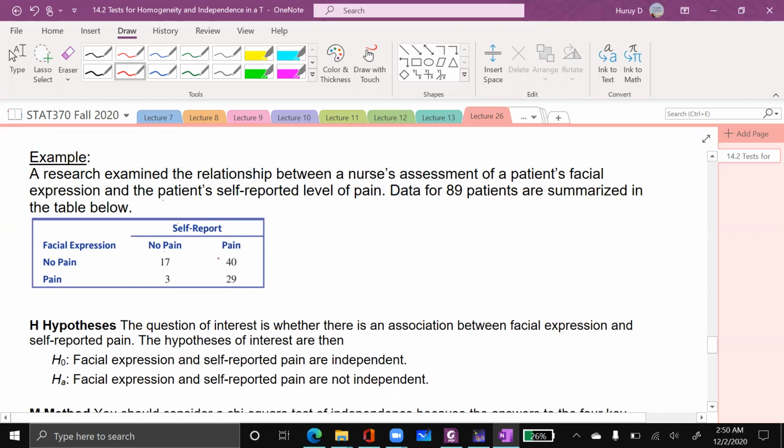And those who reported to have pain, there were 69 of them, and 40 of them were correctly guessed, and 29 of them, oh no, 40 of them were not correct, because the nurses said no pain. Just by looking at the face, the nurses said they don't have pain, but they self-reported that they had pain. But 29 of them were correctly categorized.